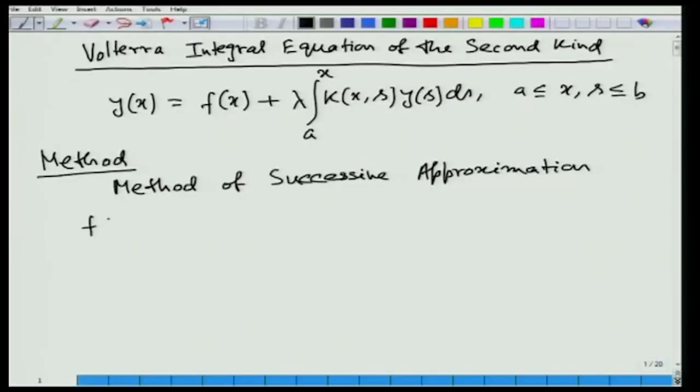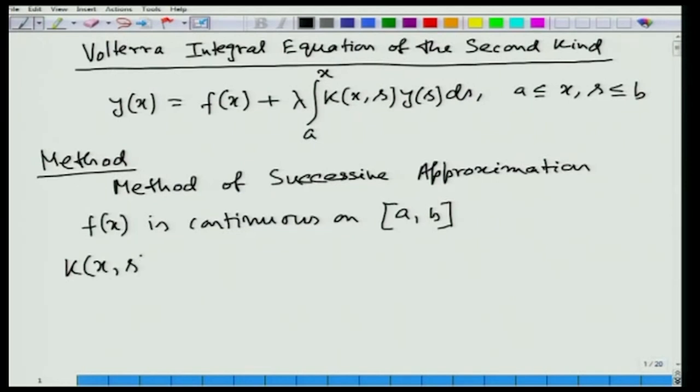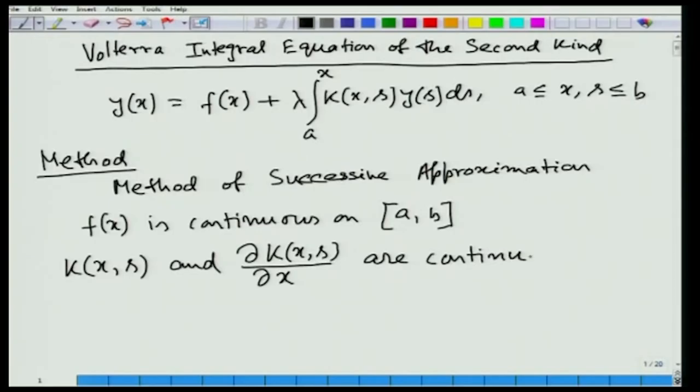The answer to this question is that f(x) is continuous on the closed interval [a, b], and the kernel k(x, s) and its first partial derivative with respect to x, both of them are continuous over the rectangular domain [a, b] cross [a, b].